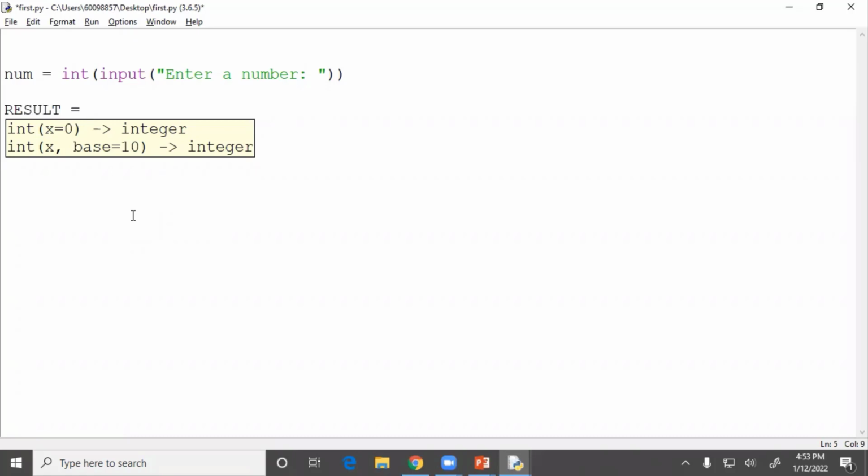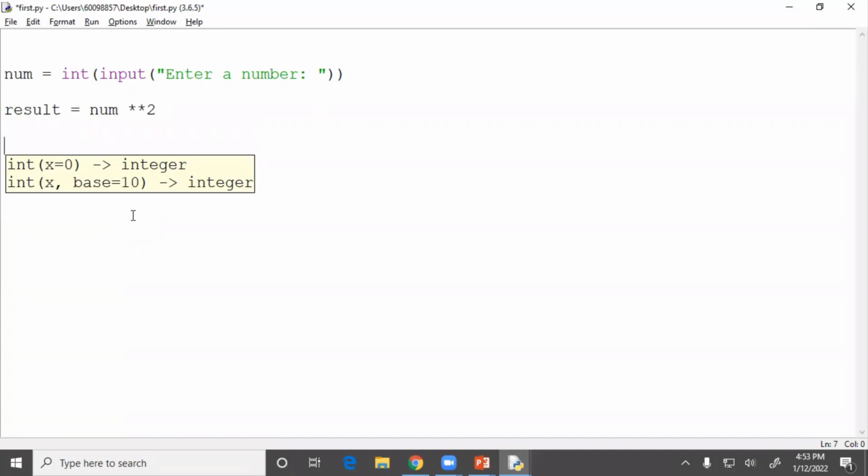What do I want to do to this NUM? I want to square it. So NUM, it's capital. Why am I writing capital, guys? So result is equal to NUM square. Clear? What do I want to do after that?